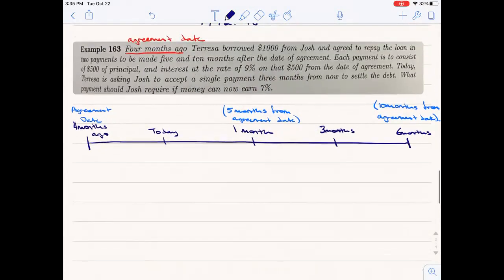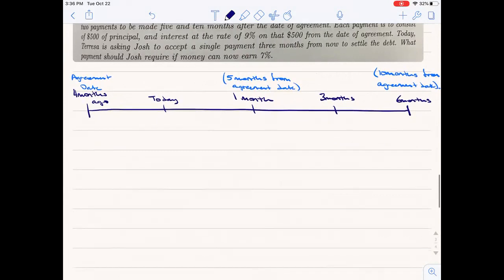Because now, she borrowed $1,000. But then what they decided was, I'm going to pay back 500 of that plus interest, 5 months from the agreement date. And then the other 500 of that plus interest, 10 months from the agreement date. And so what we actually have is $500 and $500. The sum is the $1,000 borrowed.